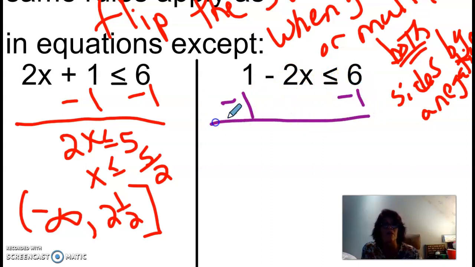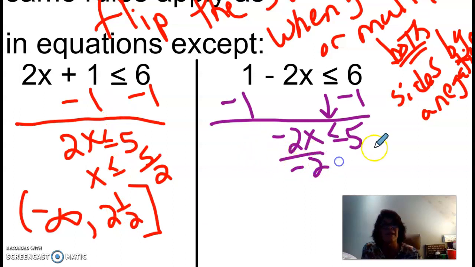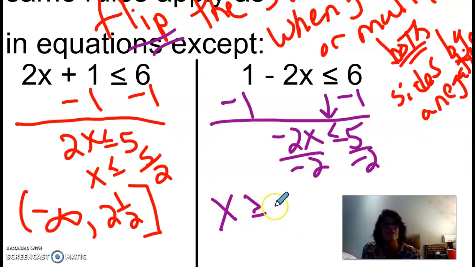So far, so good. I'm allowed to subtract. I didn't change the sign. It's less than or equal to. This one was less than or equal to the whole time. As soon as I divide by a negative, I have to flip the inequality sign. Instead of less than or equal to, now it's greater than or equal to.